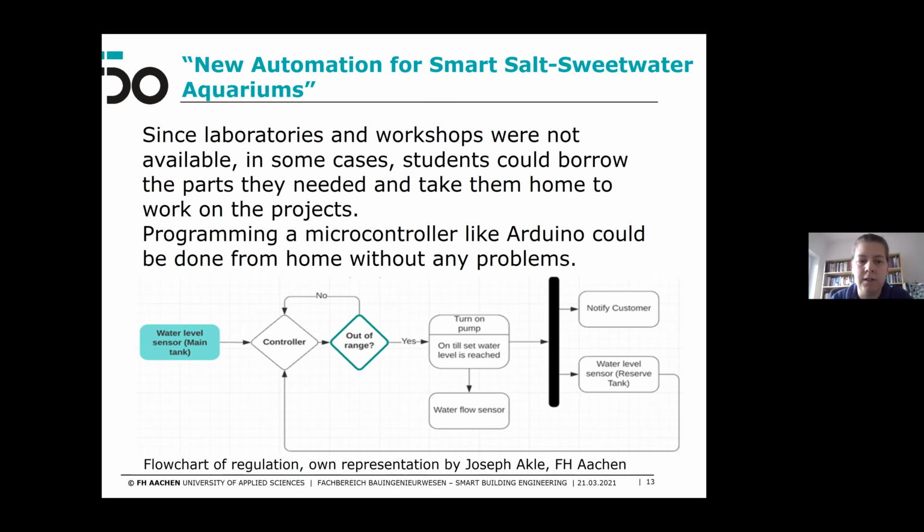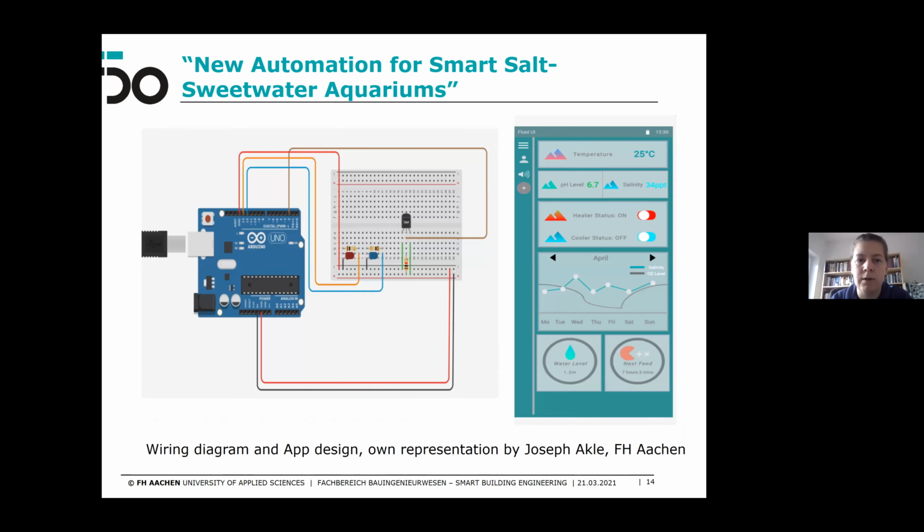So here, for example, you see a flowchart of regulation where he made up his mind which type of regulation he needs. Then he decided which parts he needs. Here you see one of these Arduinos and a wiring diagram. So we got a list of what we needed. Then we ordered all the stuff from the internet and gave it to the student, and in the end, you can see here, he found out how to build everything together at home and created these apps which give the customer all values about his aquarium while he is not there.